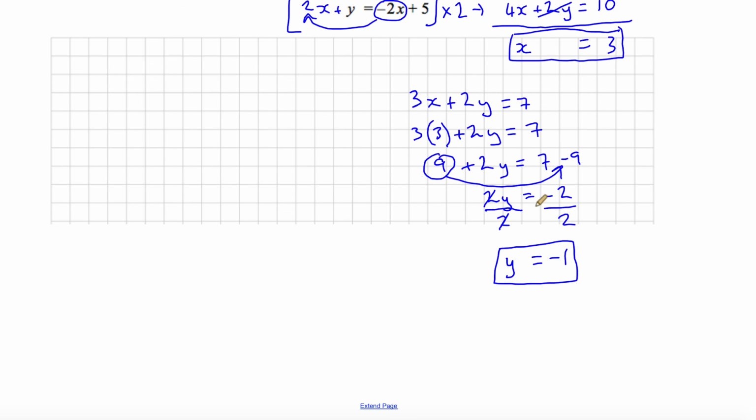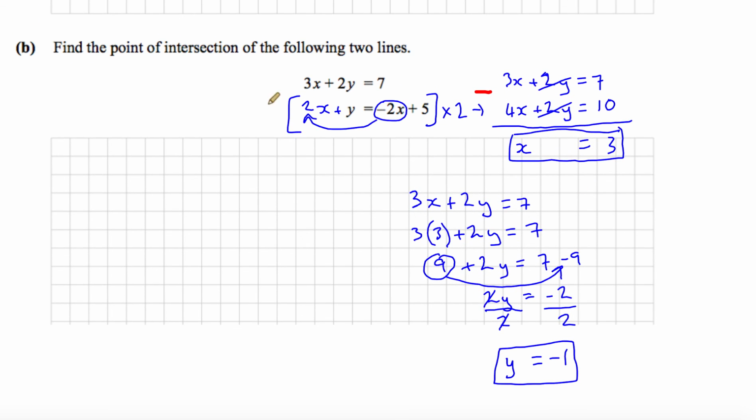So my x value is 3, my y value is minus 1. Well, they wanted to know the point of intersection, so the point of intersection is a coordinate, and it has a coordinate 3 for the x part, and minus 1 for the y part. So that's my answer. And that's the end of question 5.